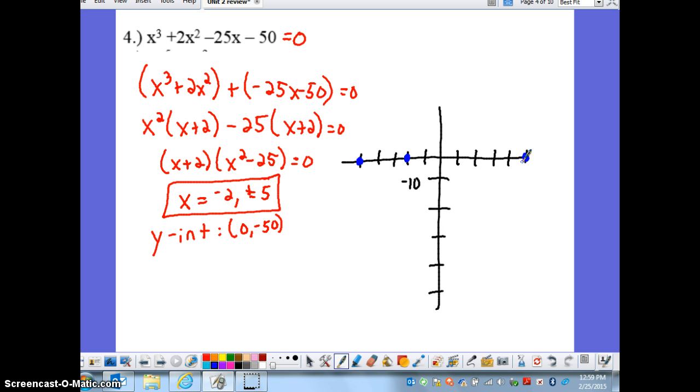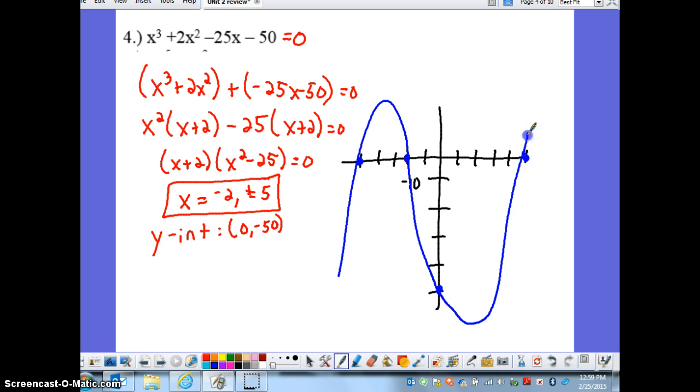This was a positive x to the third graph. It's going to be coming up, coming down. It's going to come down through this negative 50, and it's going to pass up through here. This is not going to be a bottom. So again, it comes up, comes down. That's not a bottom. It's going to bottom out somewhere down over here, and then it's going to come back up and pass through and finish out. Make sure you have a smooth curve. Make sure it is continuous. Make sure you have your arrows at the end.